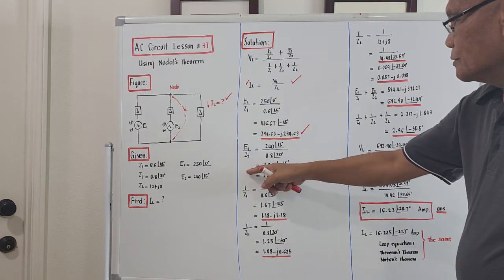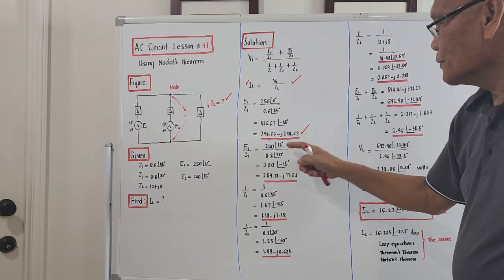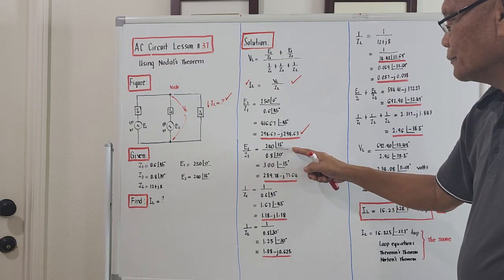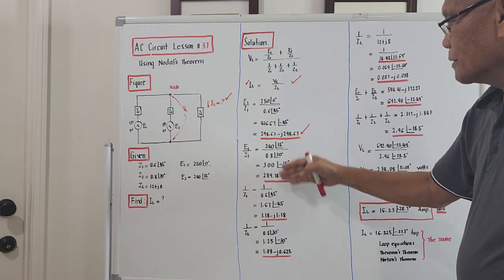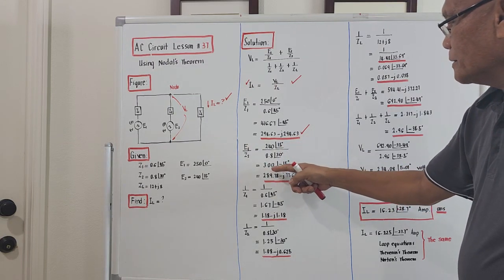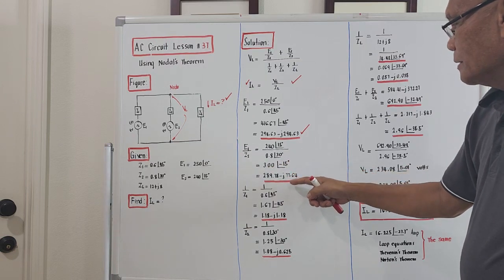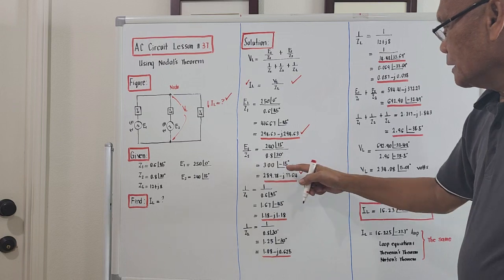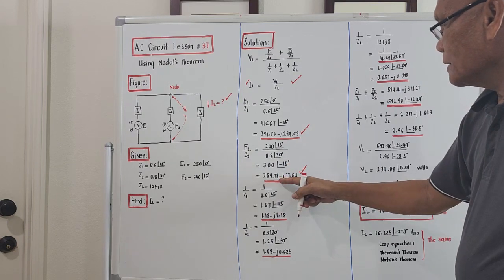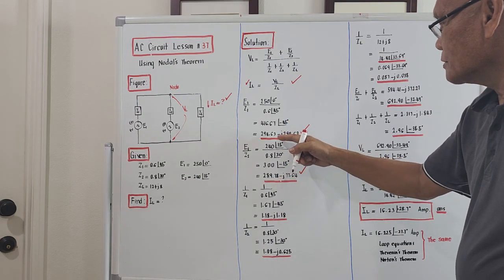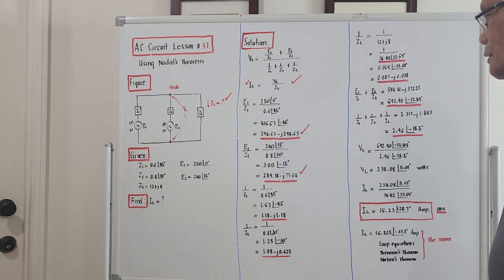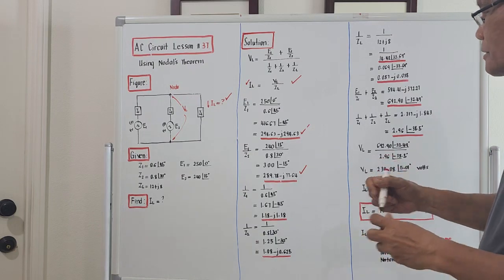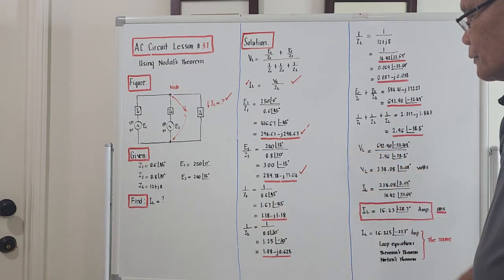For E2 over Z2, E2 is 240 angle 15, Z2 is 0.8 angle 30. Converting to rectangular after dividing, this will be the rectangular equivalent. Negative 15, so this is negative j. This is negative 45, so this is negative j. So just be careful with the sign. Just take it easy while using your calculator.